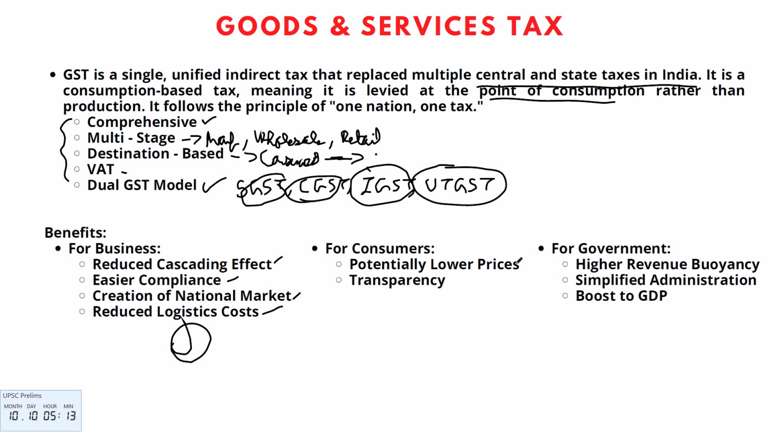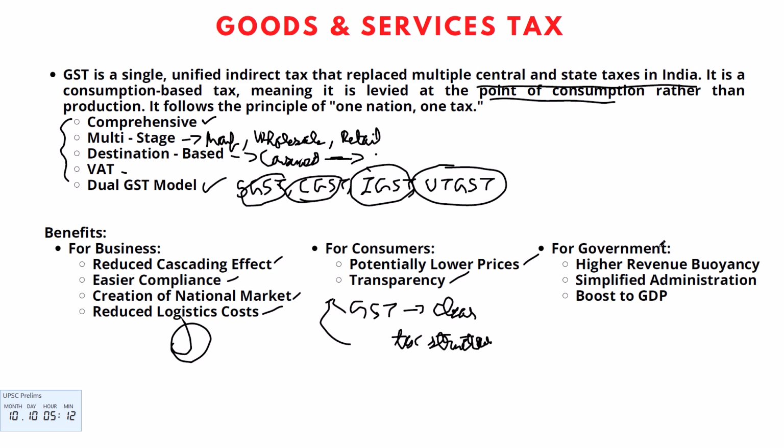Now, for consumers, it potentially lowers the prices because due to the elimination of cascading, the final burden on consumers might reduce over time, though the initial impact varied. Next one is transparency. Clearer tax structure. GST has a clear tax structure, which makes it more beneficial for the consumers to use it well.